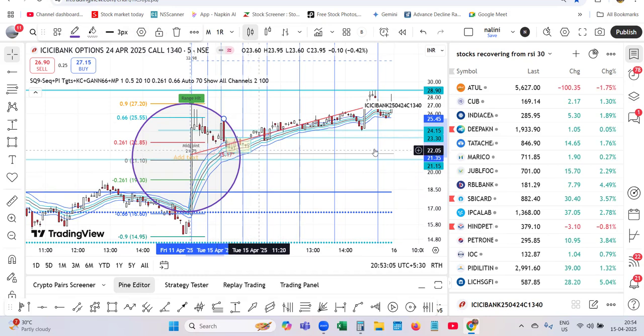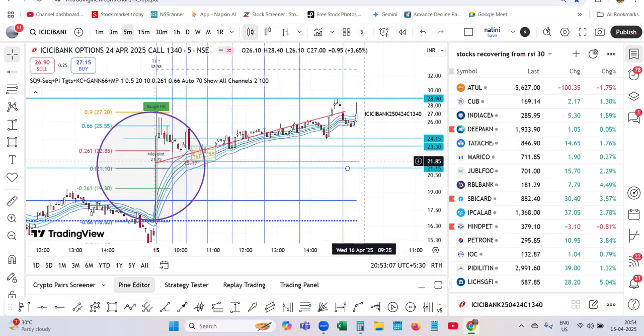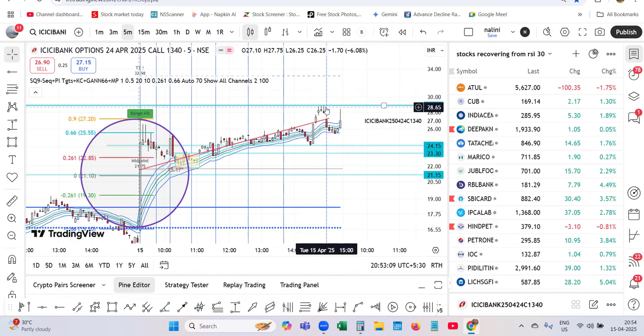Here you got an entry around 22.3. If you would have entered around here, it gave a decent return of 28. It rallied up to 28.85, 28.75, 28.90. It came up to 28.90 and it started correcting. So it wouldn't have disturbed you even in the intraday, around 2:30 it started coming down. You will not panic actually.